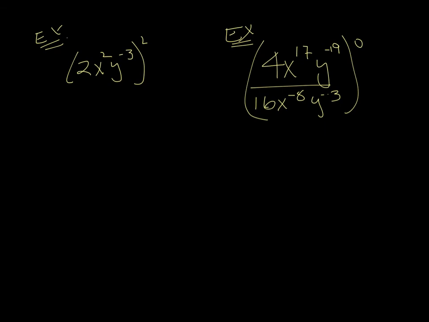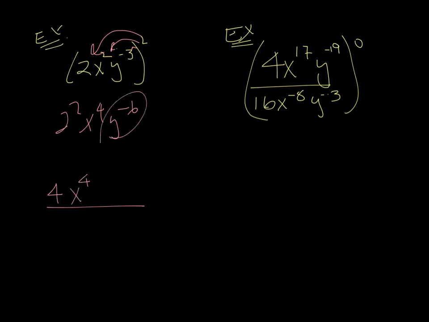A couple more examples. 2 times x squared times y to the negative third, all squared. Let's distribute that exponent, and we get 2 squared, x to the fourth, y to the negative 6. I know I'm going to have a fraction here, so I'm going to draw my fraction line. 2 to the second is 4. X to the fourth stays the same, and this y to the 6 is going to move to the bottom as y to the positive 6, and that's our final answer there.